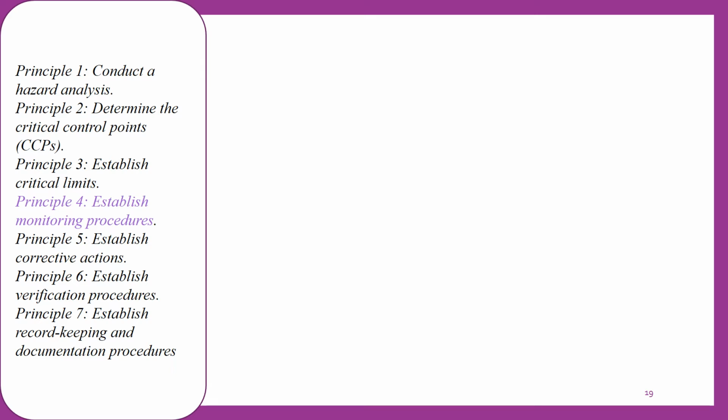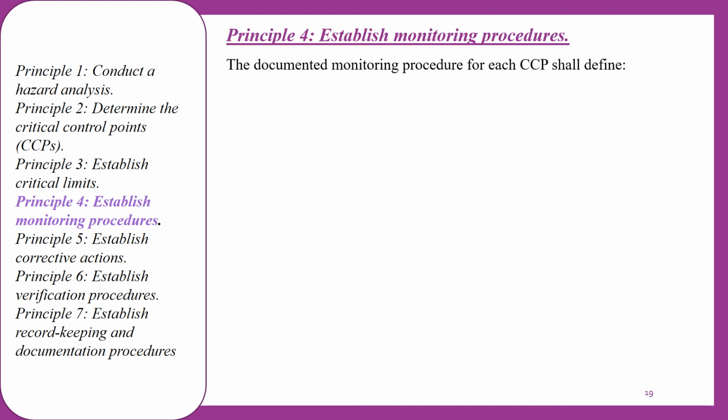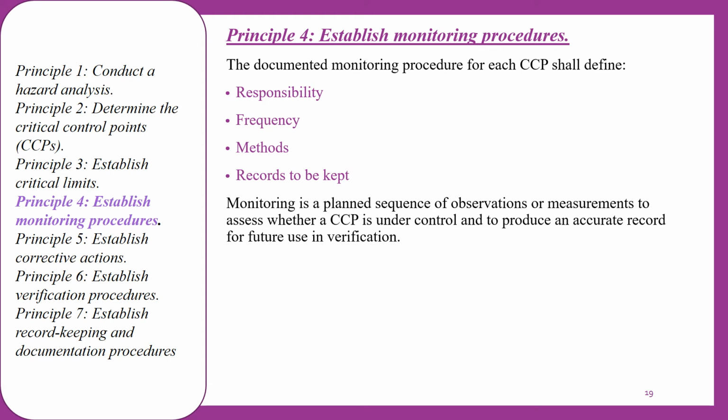After this, we come to Principle 4, which is establishing monitoring procedures. The documented monitoring procedure for each CCP shall define responsibility, frequency, methods, and records to be kept. Responsibility refers to the job title of who will do the monitoring. Frequency refers to a frequency which is sufficient to ensure that the CCP is under control. Methods refer to the detailed specification or procedure, and records to be kept include action limits, critical limits, results of monitoring activity, signature of the responsible person, and verification countersignature.